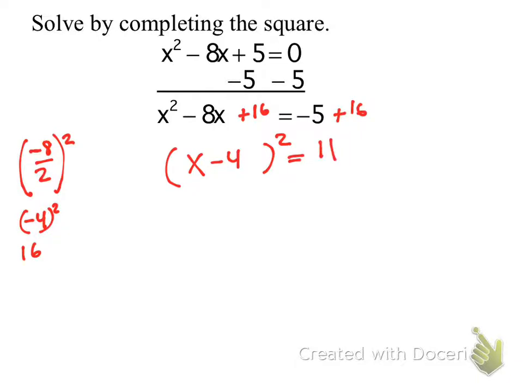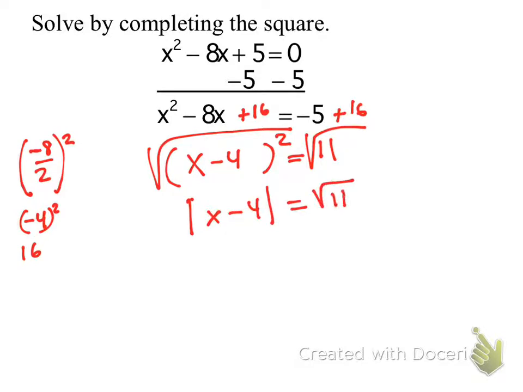Next step, how do I get rid of the square? You take the root of both sides. And we do not get x minus 4, we get the absolute value of x minus 4 equals what? Square root of 11. To lose the absolute value, what do I have to do? Okay, x minus 4 equals plus or minus square root of 11.